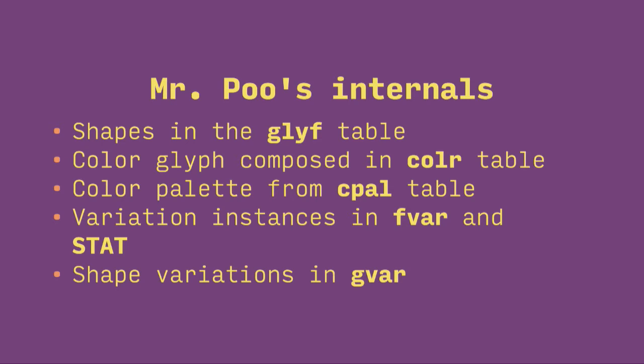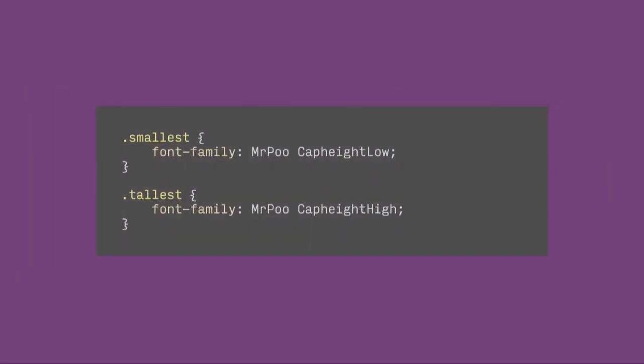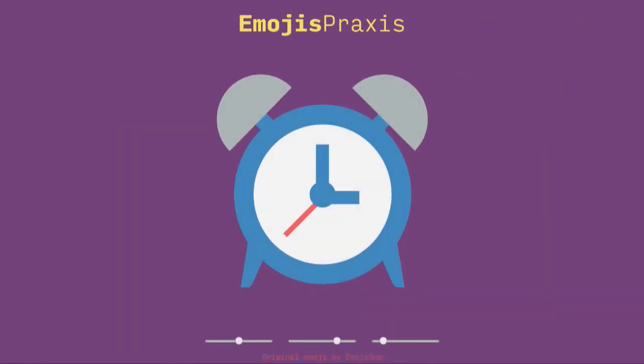So I'm using JavaScript to run through all those family names to get the animation going. And if you would do that in CSS and you would just want the extremes, then you say font-family Mr. Pooh, that's the font family, and then cap height low is the instance for the small head, and cap height high is the instance for the tall head. Right.